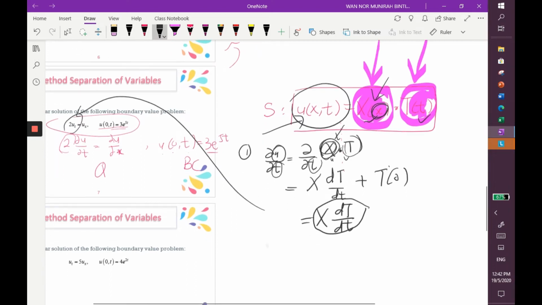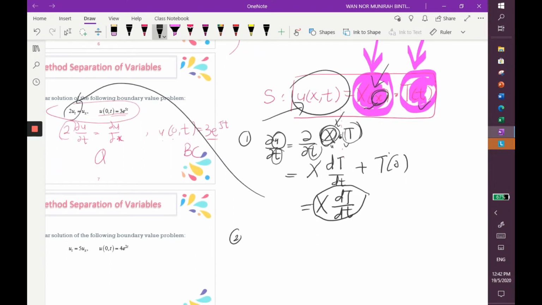Next, you need to find your u sub x. The same thing: del u del x is u sub x. Del x, your u is X times T. Remain your X, differentiate T with respect to small x. This T is a function of small t, you don't have x, so this T will be treated as a constant. Differentiating a constant gives us 0. Plus remain your T, differentiate X with respect to small x, where X here is a function of small x, so you have dX.